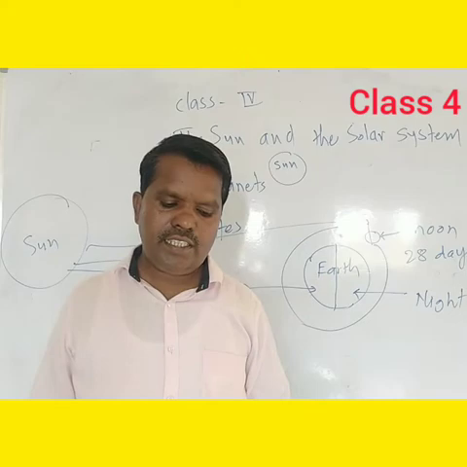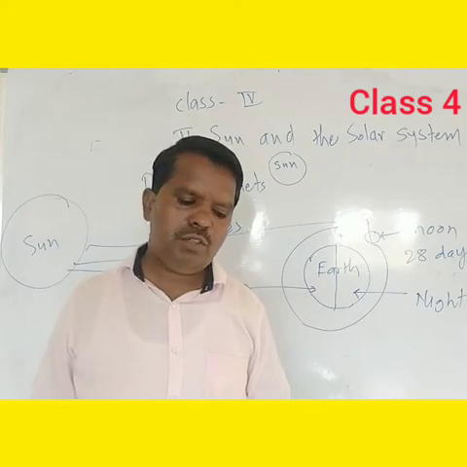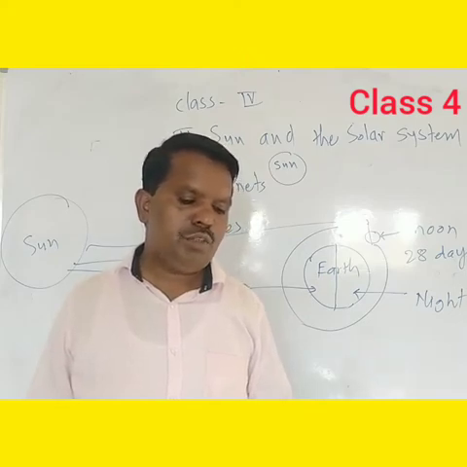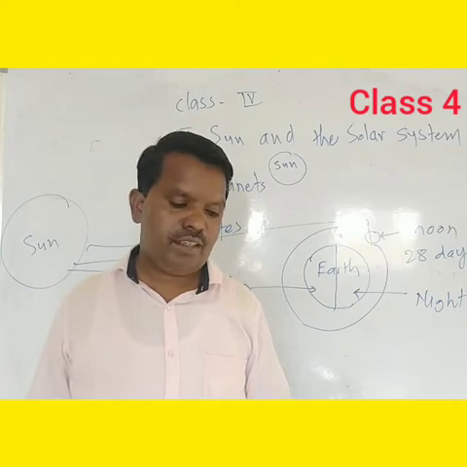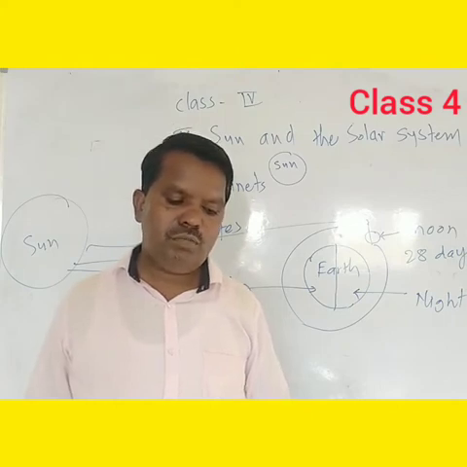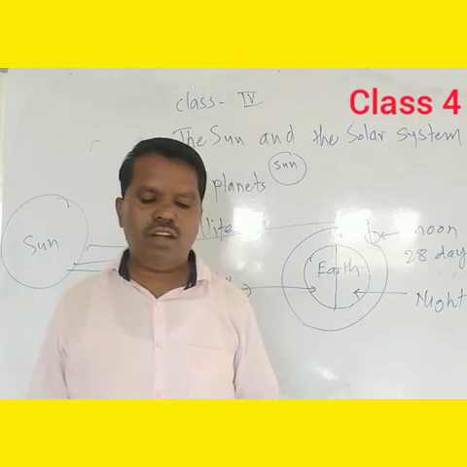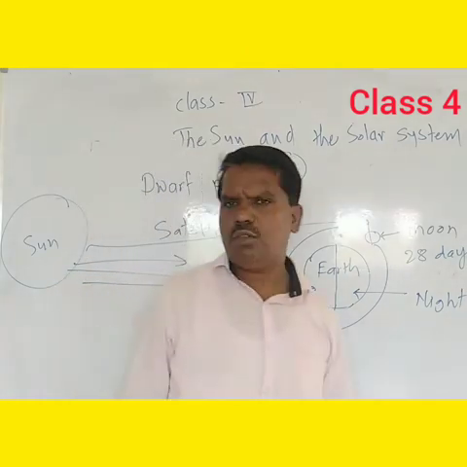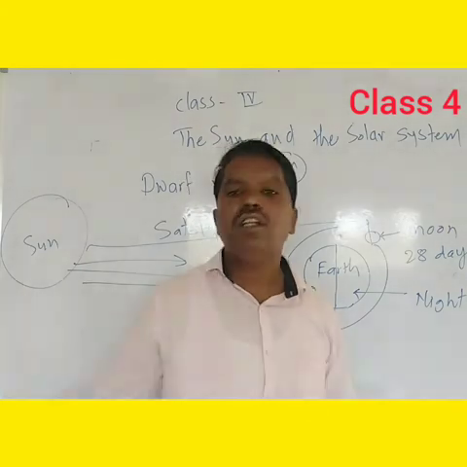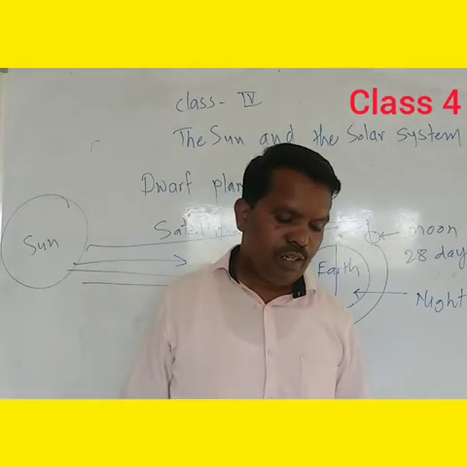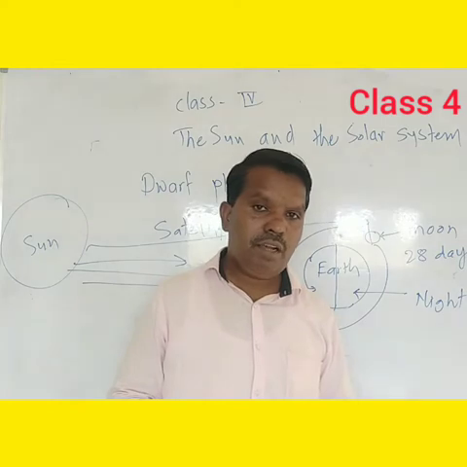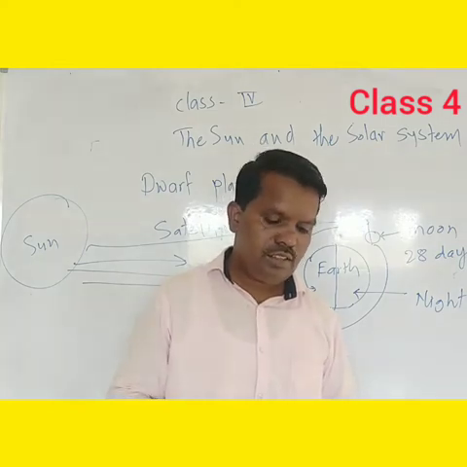Then after 14 days, we see the fully illuminated moon, which is full moon day. The time period between the full moon day and the new moon day is 14 days. The changing shapes of the moon are called phases of the moon. And last year we have seen the phases of the moon. Okay? Last paragraph, asteroids.